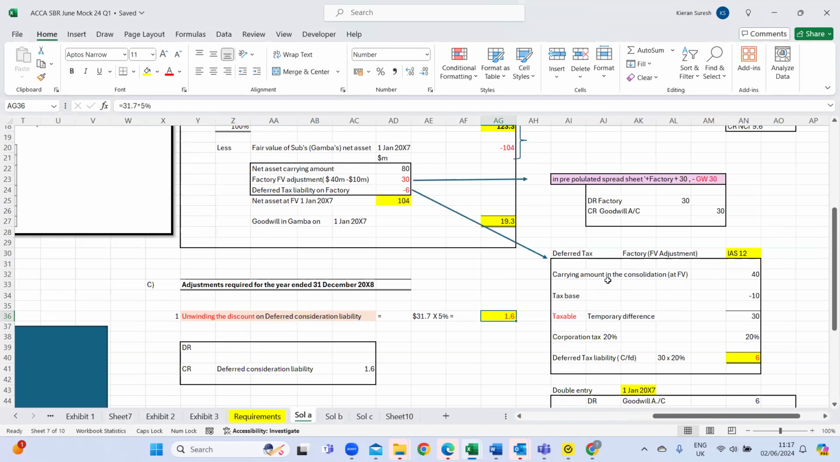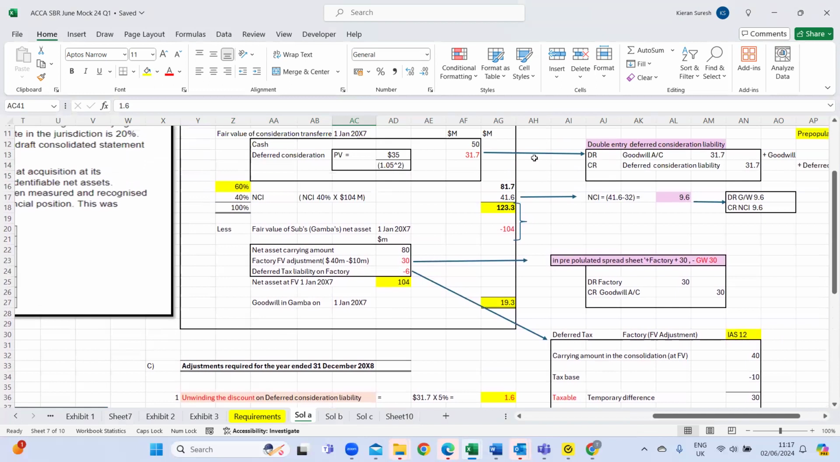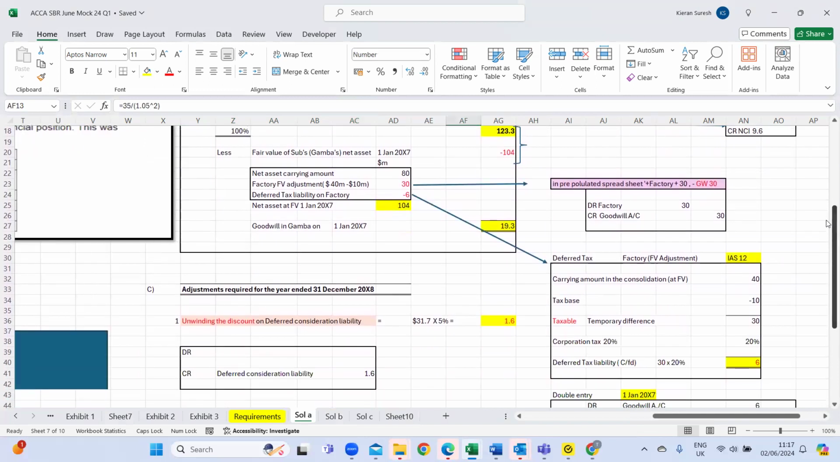If that was the case, we know that when you unwind, we need to increase the liability. So we would be crediting the deferred consideration liability. That means at the end of the first year, my deferred liability would be 31.6 plus this 1.6. Credit the deferred consideration liability 1.6. That means it increased, right? When it moves on one more year, it would become 35.